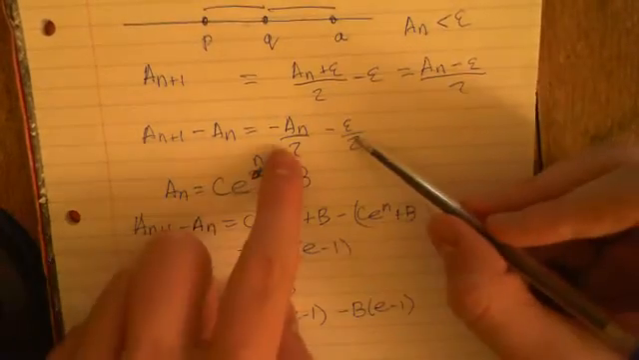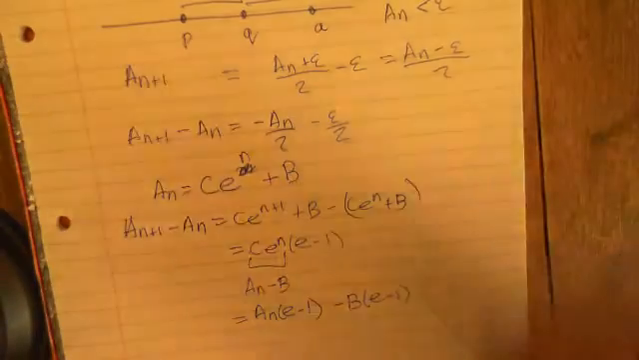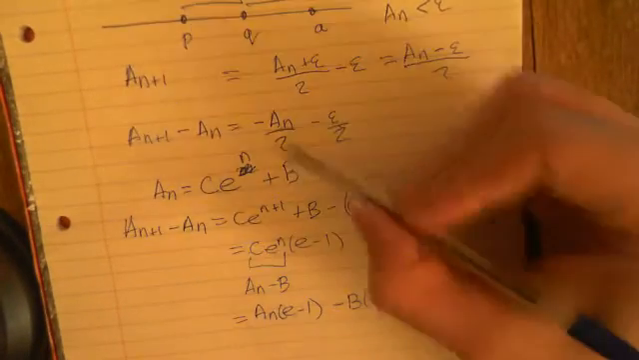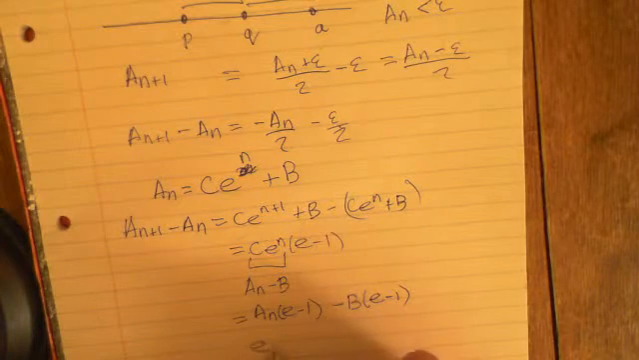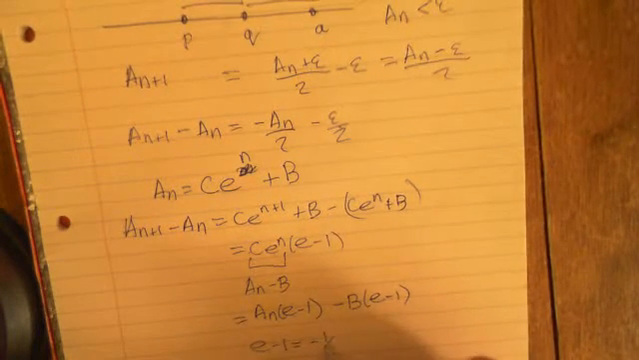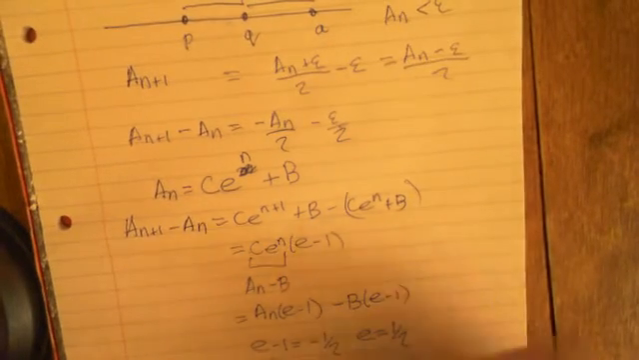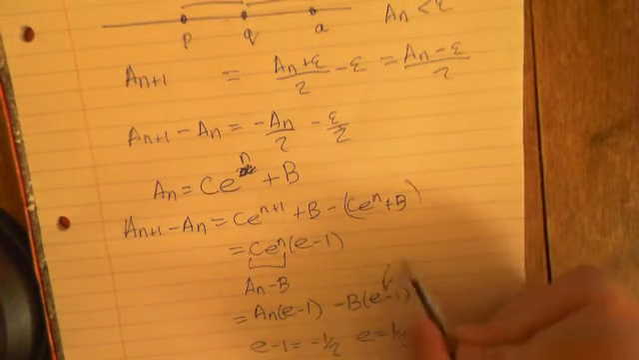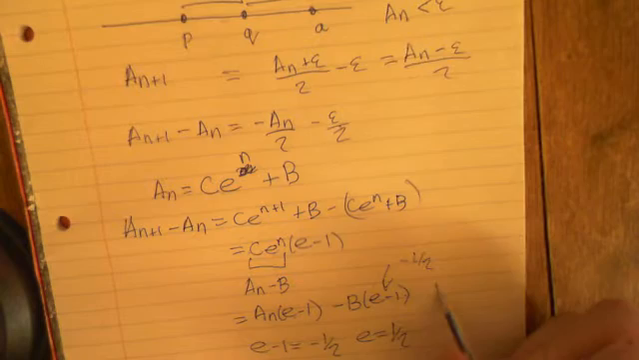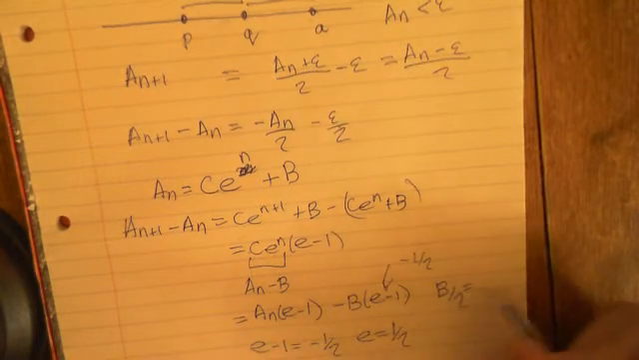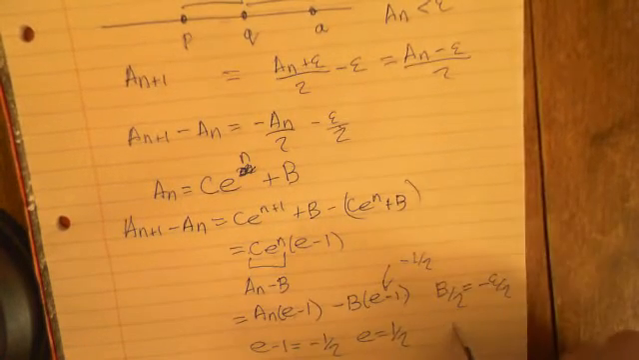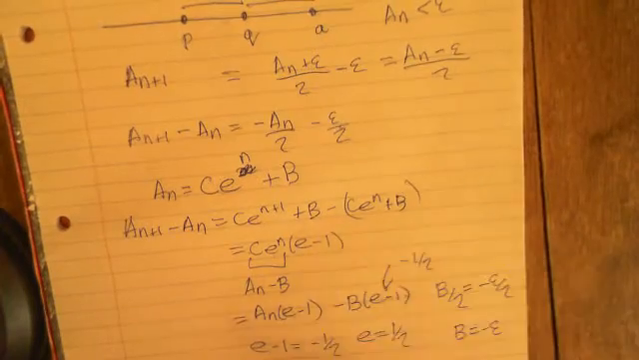And now we look back up here and we compare coefficients. So we've got a constant term here which compares to this, and we've got this term here which compares to this. So e minus 1 needs to equal negative a half, so e is equal to a half. So e minus 1 is equal to negative a half, so we stick that in here, and we get b over 2 must equal negative epsilon over 2. So b is equal to negative epsilon.